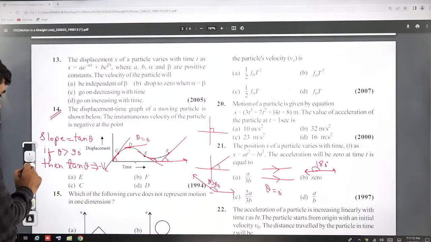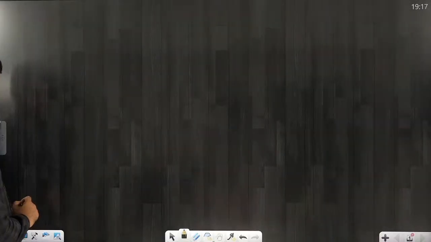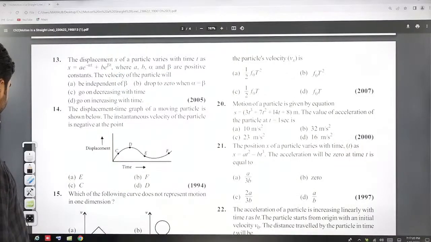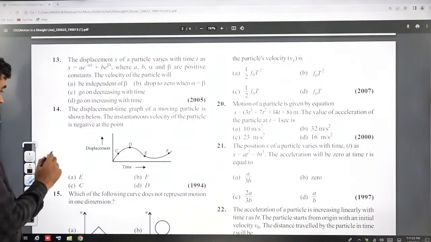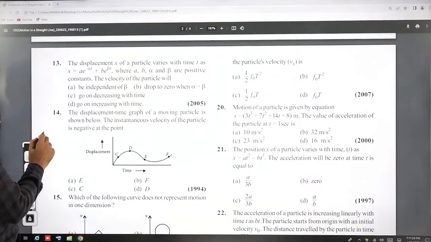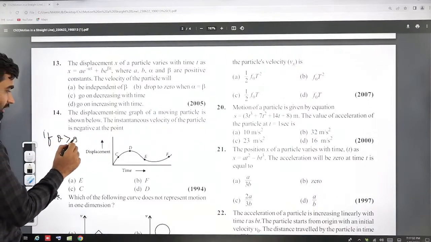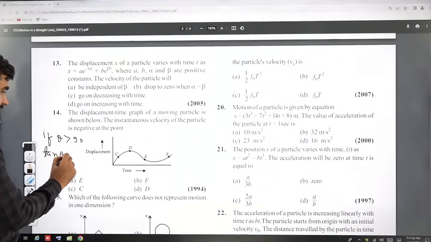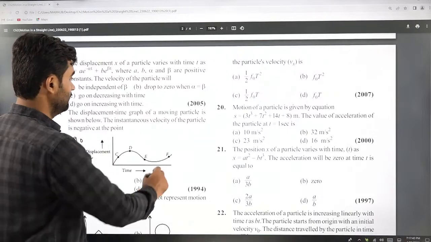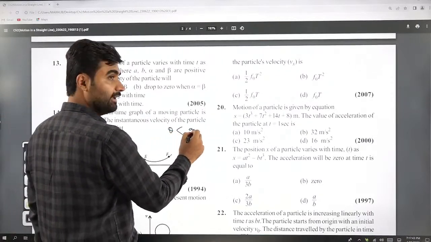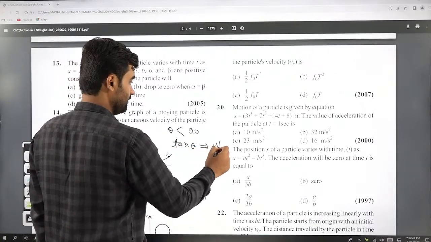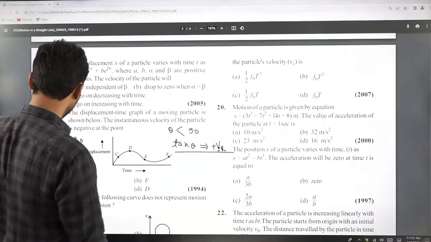You have to remember it: if theta is greater than 90, then tan theta is negative. And if theta is less than 90, then tan theta is positive. This one you have to remember. So you have to check the angle here.